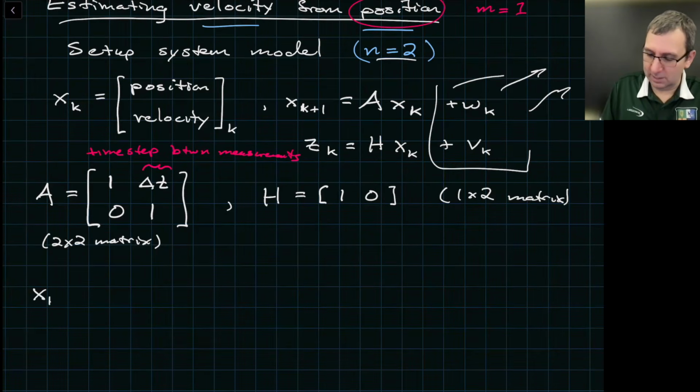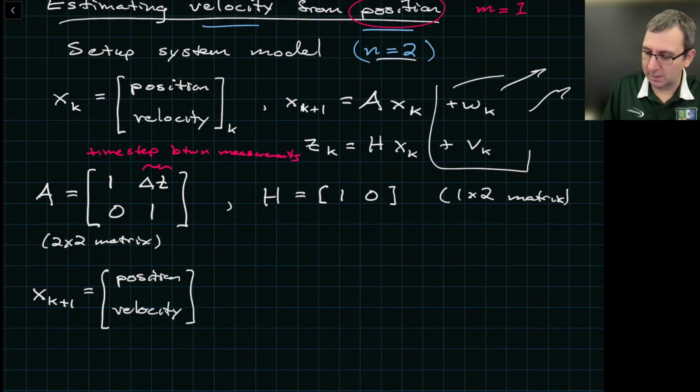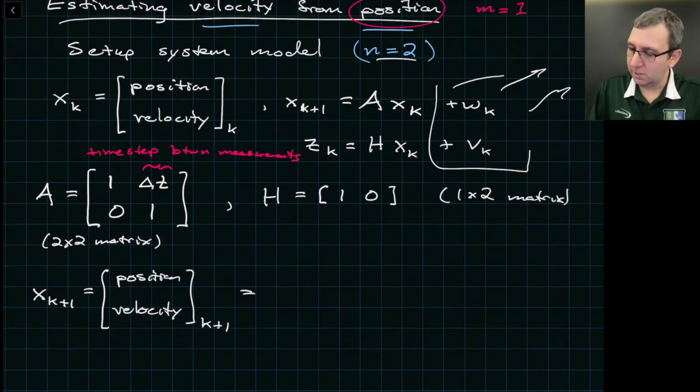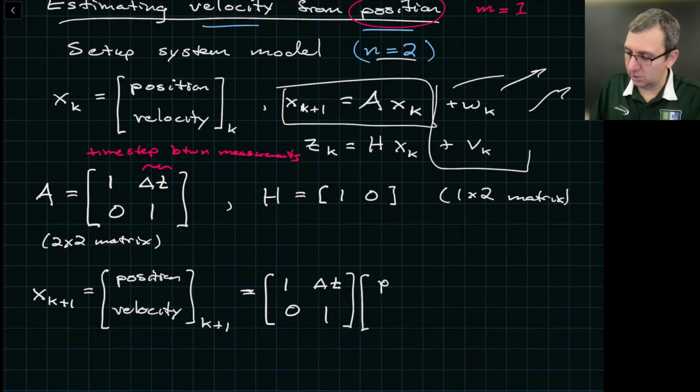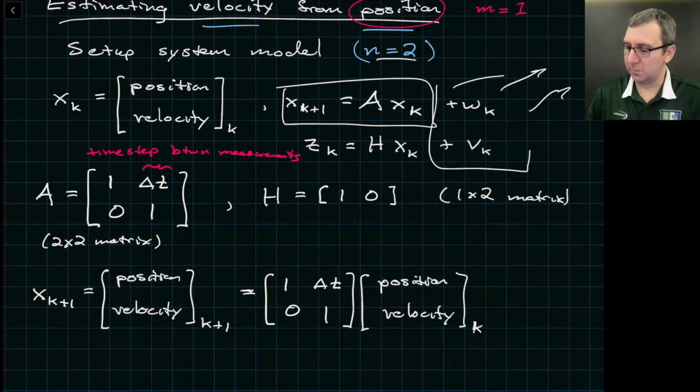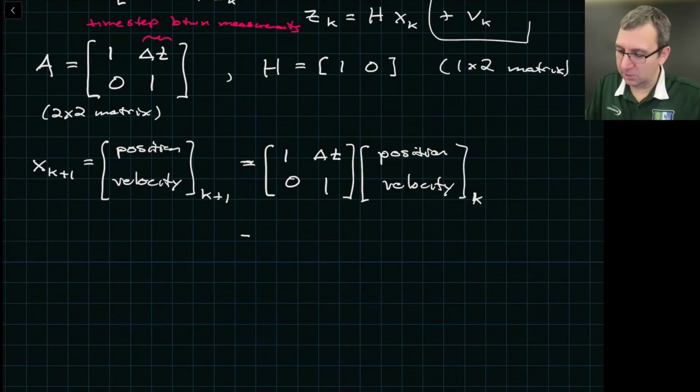Again, x k plus 1 is the position and velocity at time k plus 1. According to this up here, it should equal A, which is 1, delta t, 0, 1, times the position and velocity at the previous time. And we're just ignoring noise for now. If I do this matrix multiplication, what do I get?